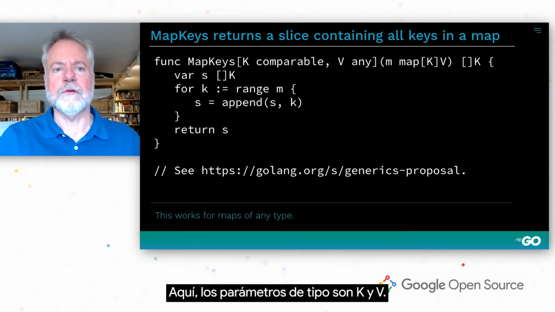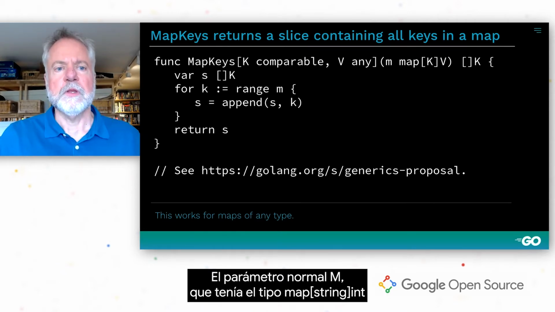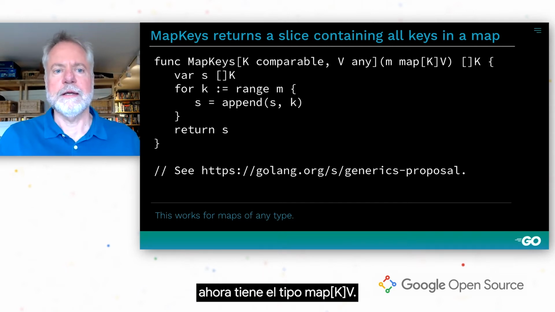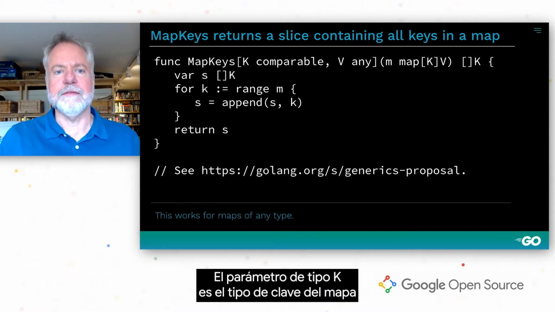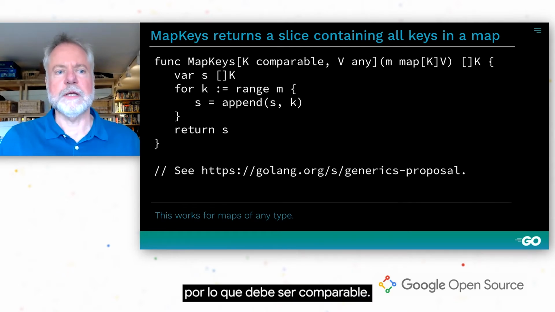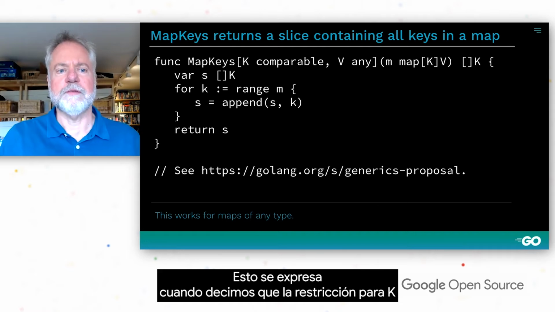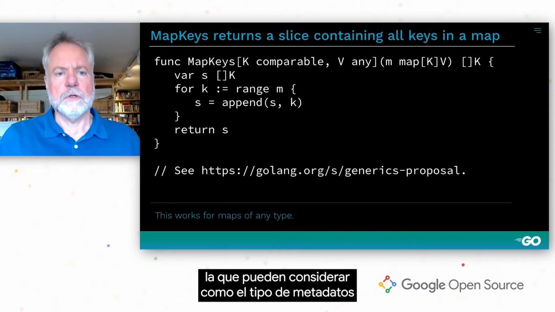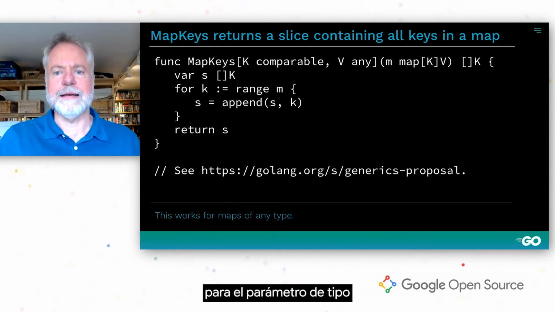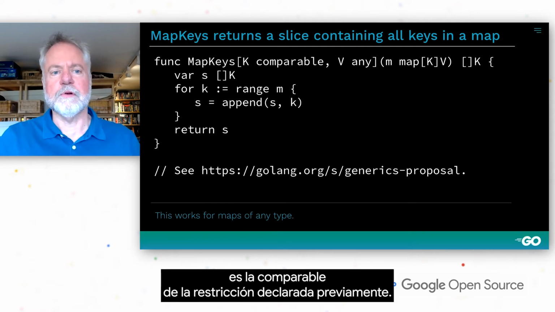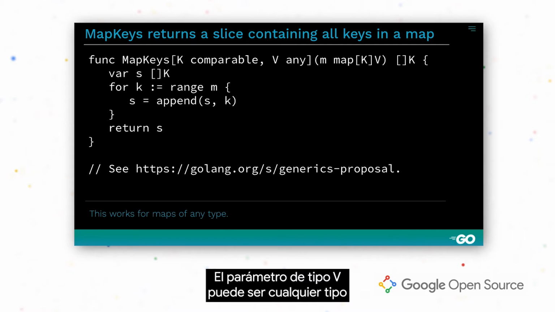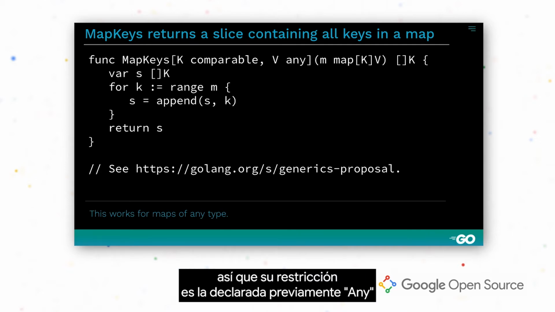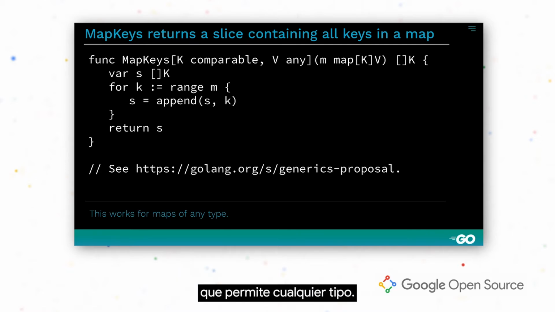Here the type parameters are named k and v. The ordinary parameter m, which used to have type map string int, now has type map k v. The type parameter k is the key type of the map, so it has to be comparable. This is expressed by saying that the constraint for k, which again you can think of as the meta type for the type parameter, is the pre-declared constraint comparable. The type parameter v can be any type, so its constraint is the pre-declared constraint any, which permits any type.